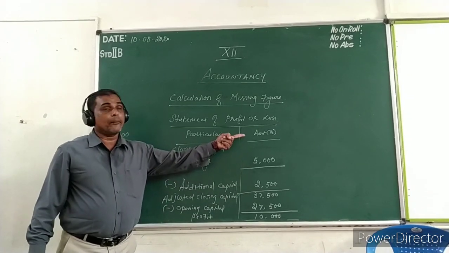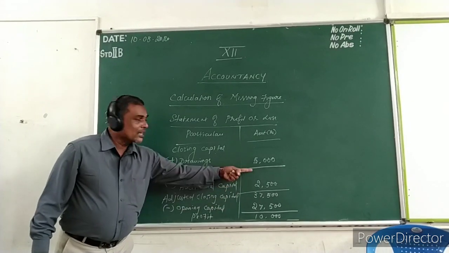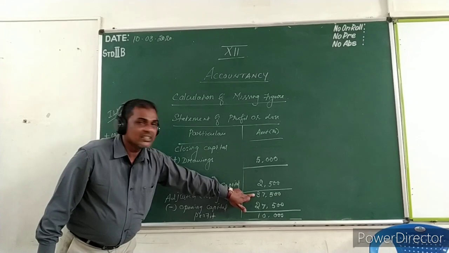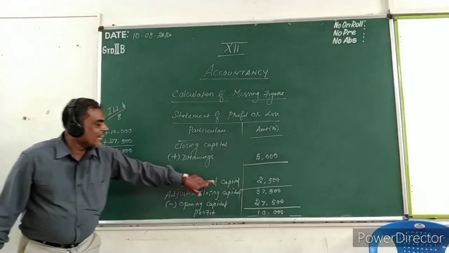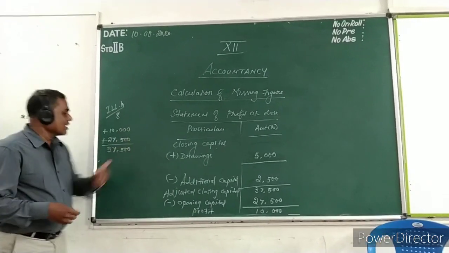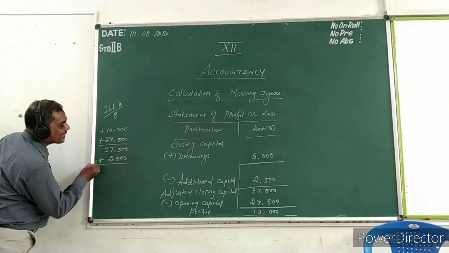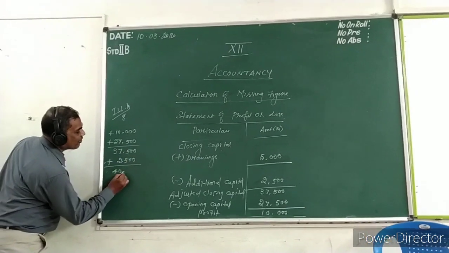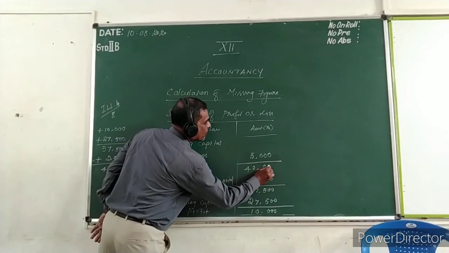But we need closing capital. To know the closing capital, we have to come across another two items. Here we got adjusted closing capital is 37,500. What is the next amount? 2,500. You please see the sign of 2,500 is minus. We have to change it as plus. So plus 2,500, what will you get? 37,500 plus 2,500 will get 40,000 rupees. That is the blank item, rupees 40,000.